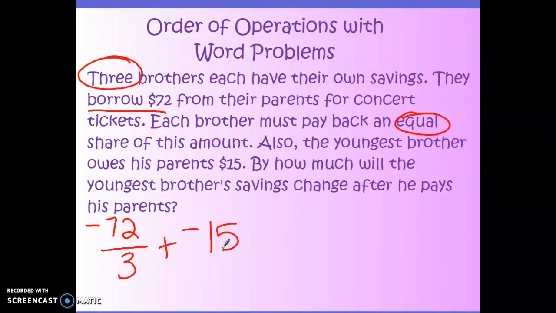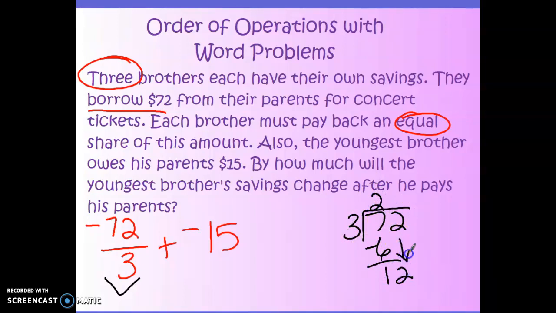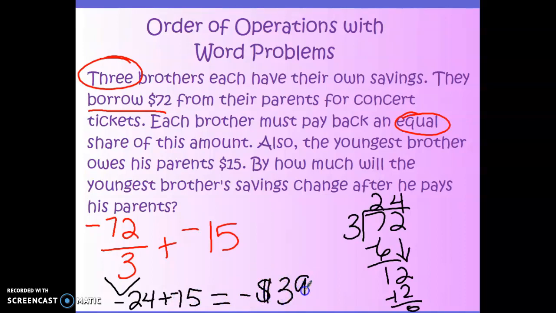So I got 72. And I'm dividing that by 3. Okay, if I don't know it, I'm going to write it out. Divide. Okay, so 24, we know it's negative. So negative 24 plus negative 15, which gives us negative 39. So the youngest brother will pay his parents, his account will change by negative $39 because he owes his parents $39.